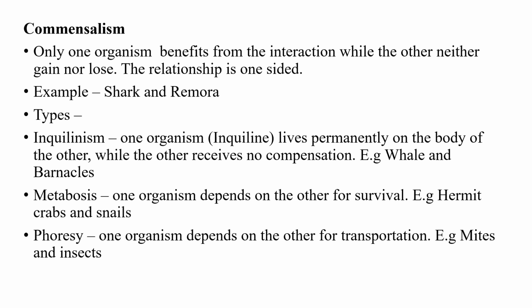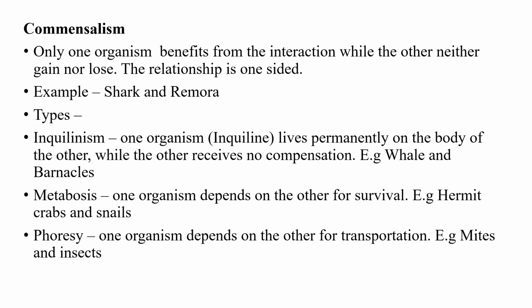The next interaction we are looking at is commensalism. Commensalism is an interaction in which only one organism benefits, while the other neither gains nor loses. The relationship is actually one-sided. That is, only one organism gains in the relationship. An example is shark and remora. Shark is a very big fish in the ocean. Remora feeds on the remnants of the shark's food, and that is why remora is always found around the stomach of the shark.